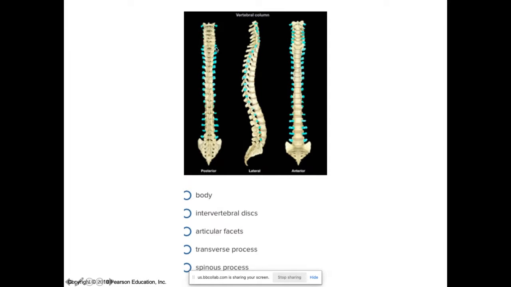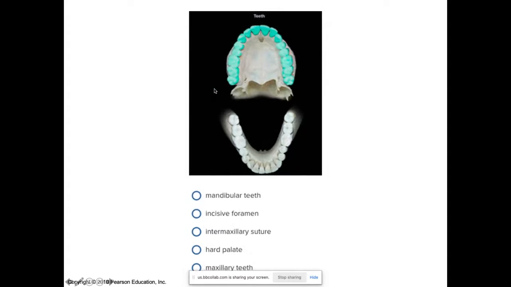So what are they pointing to here? What are these blue structures, those transverse structures on the outside? It's not the vertebral body. That would be here in the front. These are the vertebral bodies. It's not the intervertebral discs. Those are these. It's not the facets. I'll show you what those are. It's not the spinous processes. These are the spinous processes. So that would have the transverse processes on the side.